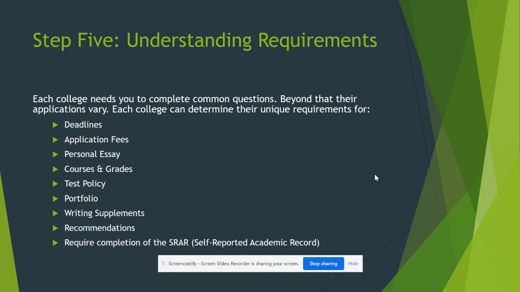Some colleges will require courses and grades. Other colleges will want you to decide whether or not you're going to submit SAT or ACT test scores. If you're applying to an art program, there's a portfolio requirement. Highly selective schools and all Ivy League schools have additional writing supplements.